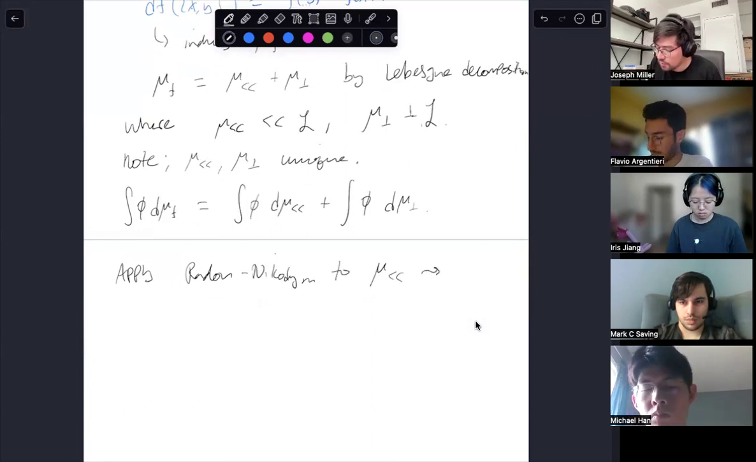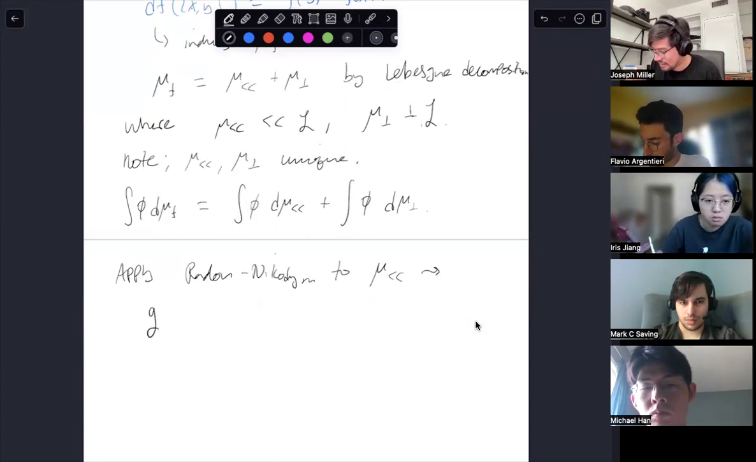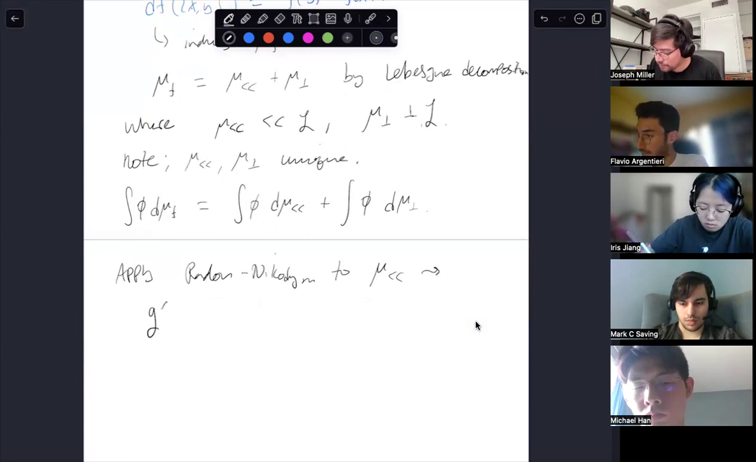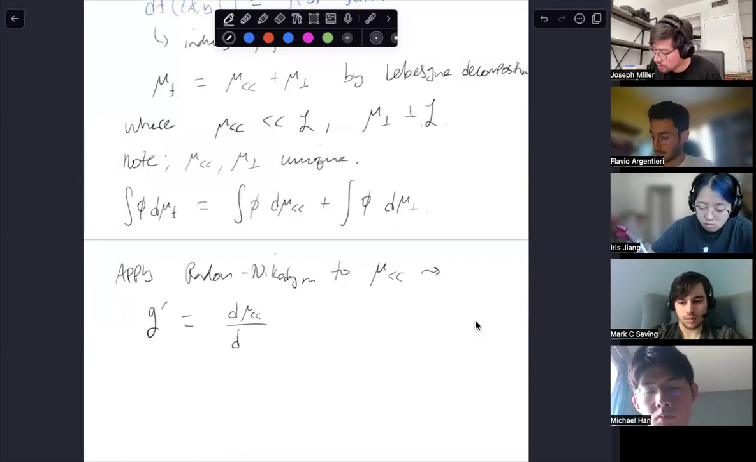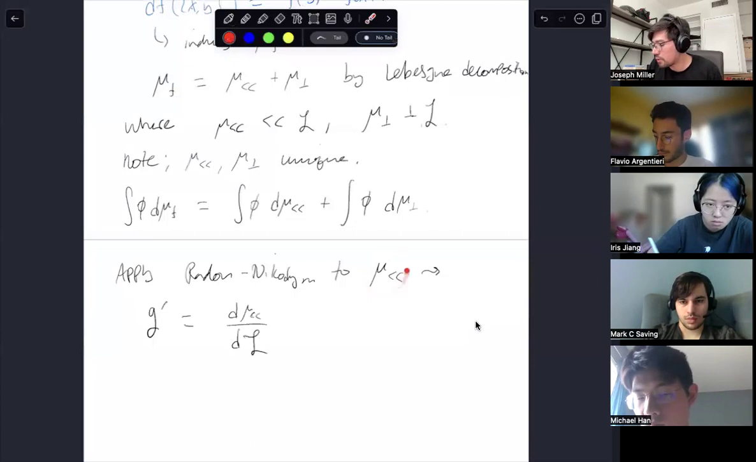So what I'll get is some function. I'm going to call it g, g prime. So you can check by uniqueness this holds. So this is the Radon-Nikodym derivative of this measure with respect to Lebesgue measure.